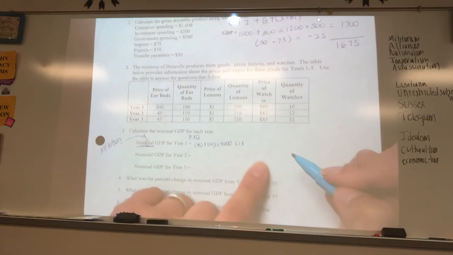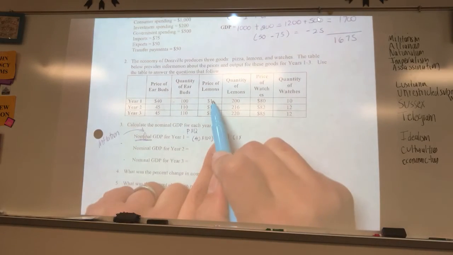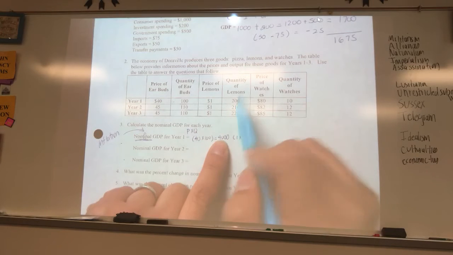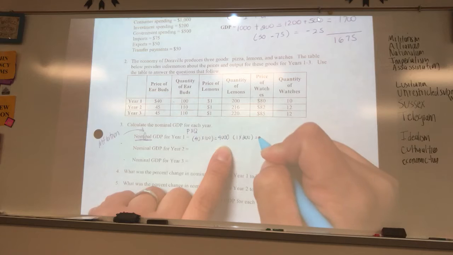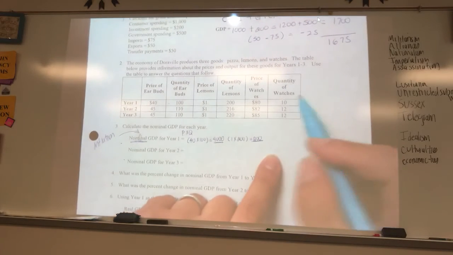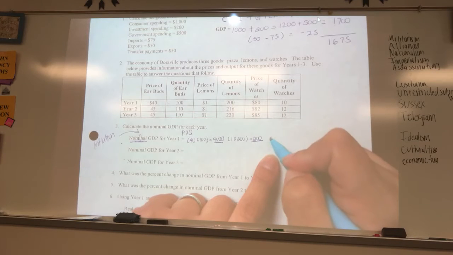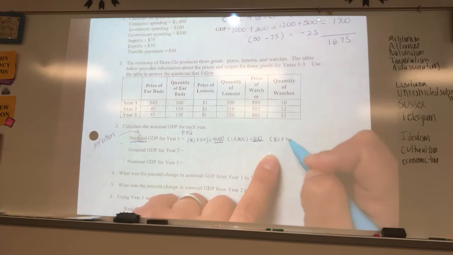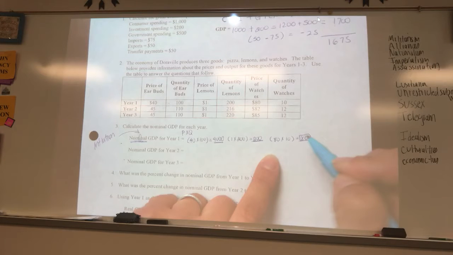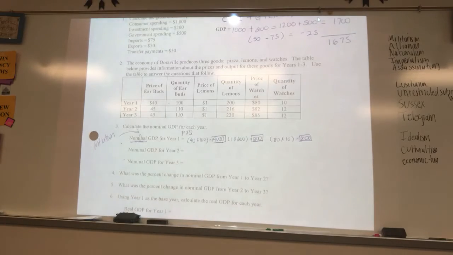We're checking the math. Okay, I look at lemons for that year 1. They're selling them for $1. How many do they sell? 200. So that gives me what? So I'm gonna take 200 and 200 and do something with it in a second, right? Now I'm gonna take the watches. They sell those watches for $80 times 10 watches. That's gonna give me what? 800, sorry.